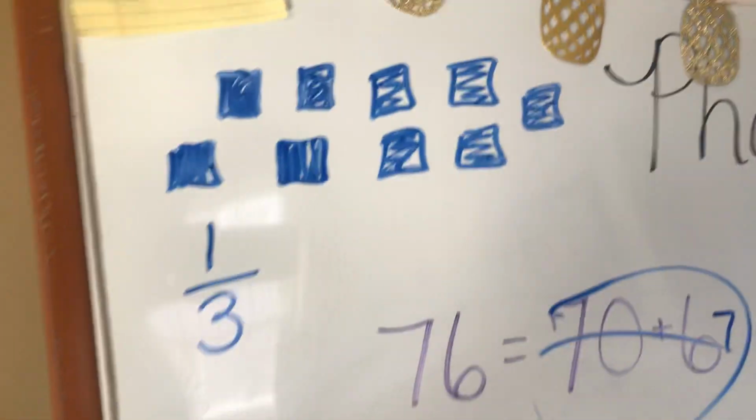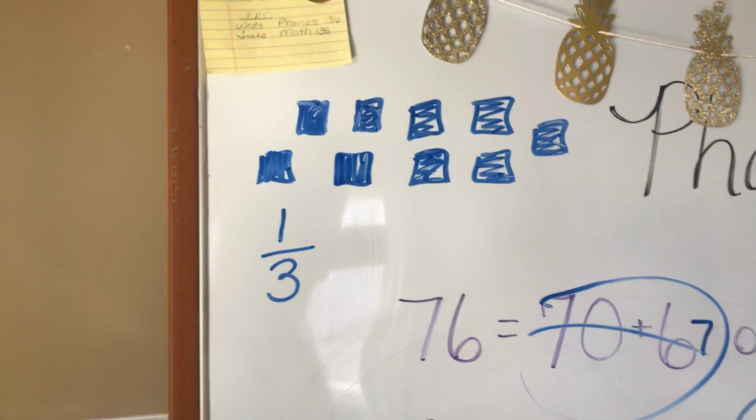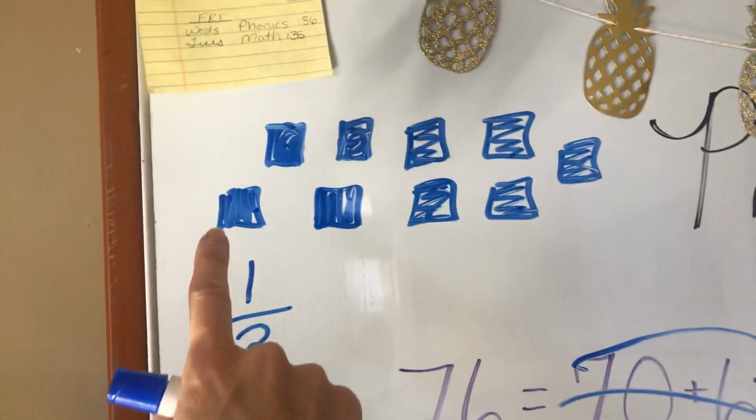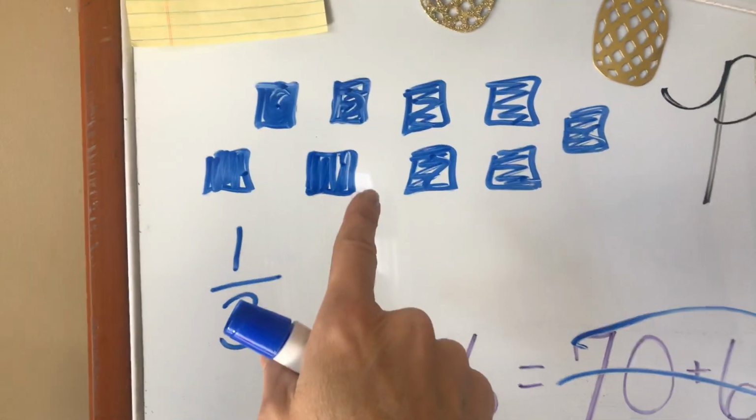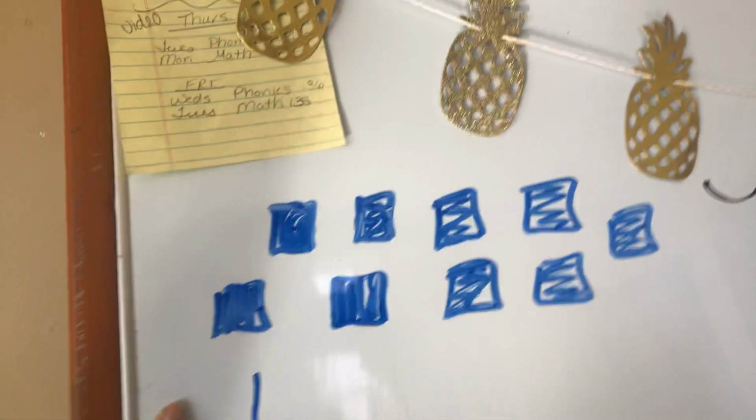What's the first step that we have to do when we're figuring out a problem? Did you guess? What's the first thing you do? You count out your squares. How many s'mores were there?